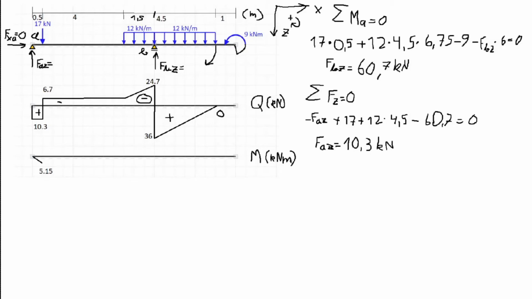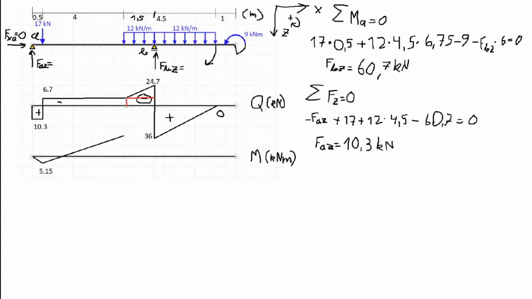Secondly, we have the rectangle, this negative rectangle, up until the distributed load starts, and this will also create a linear graph, since the shear force graph has a horizontal line. And the area for this will be 6.7, which is the height, kilonewtons, times 4, which is the base, minus 5.15. And that will give us 21.65.